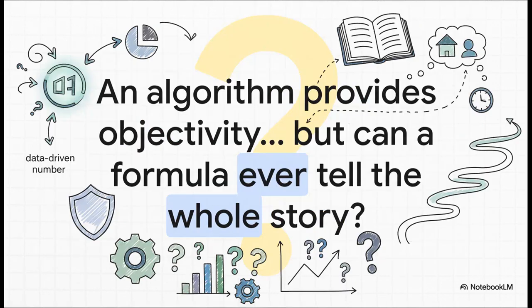So, we've seen how a really complex process can be boiled down into a single powerful number. It offers some real objectivity in a world that's filled with noise. But it does leave us with one final big question to think about. Can a mathematical formula, no matter how smart it is, ever really tell the whole story?